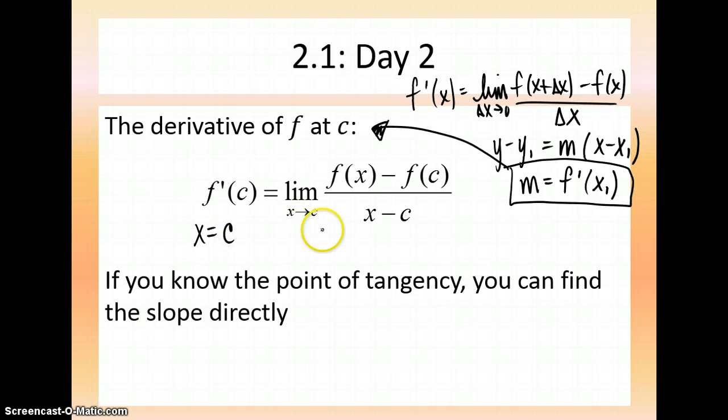So the derivative at c. When you know the value for which you want to find the derivative, this is what your book refers to as the alternate form of the definition of derivative. So the limit as x approaches c, original function minus the value of the function at the given point c, divided by x minus c. So again, if you know the point of tangent c, we can find the slope directly.